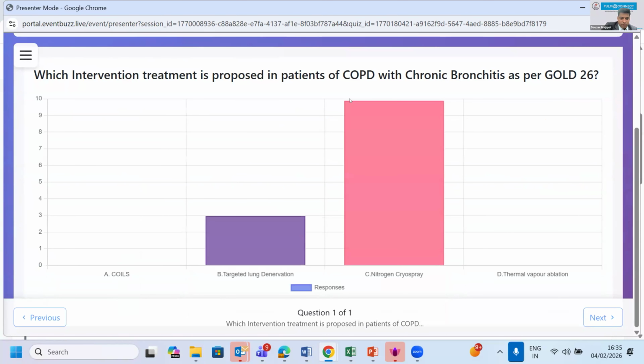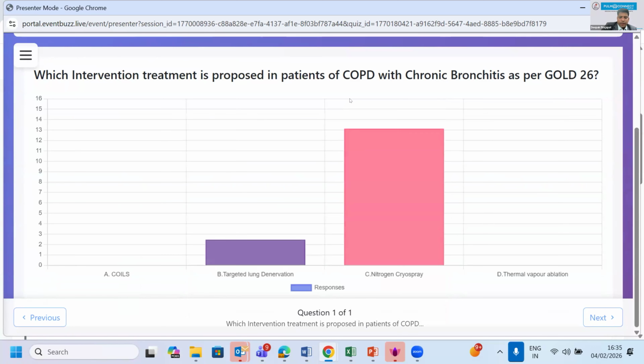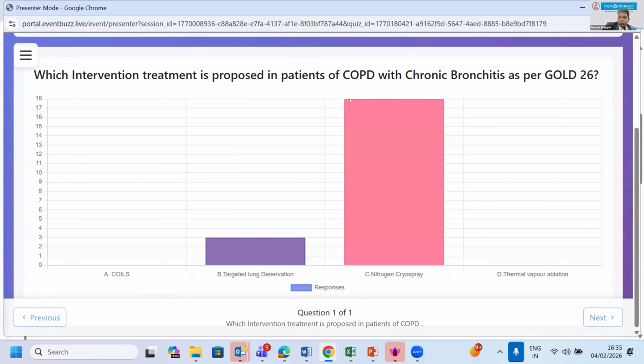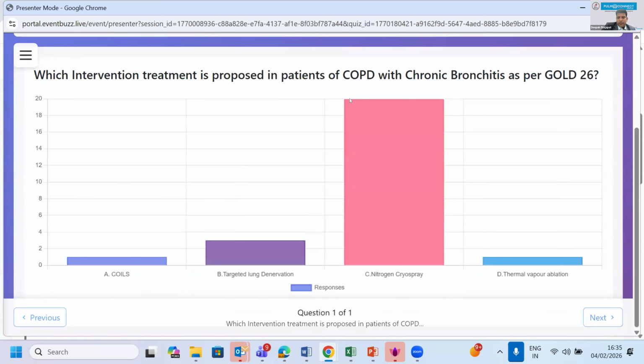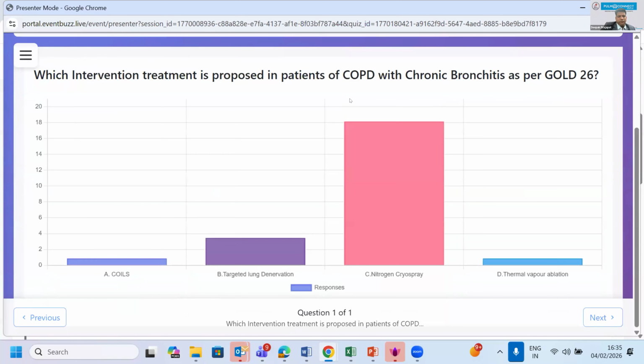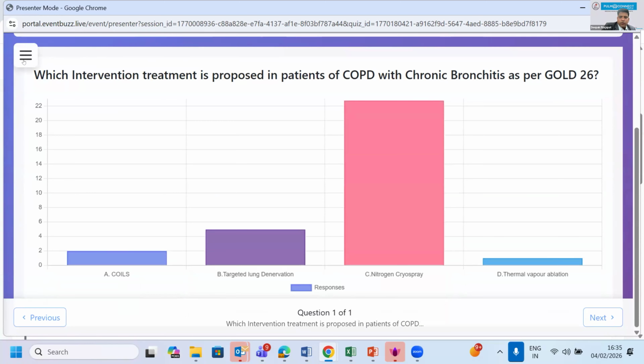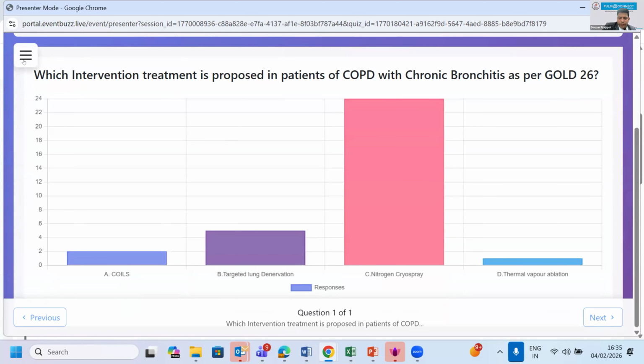And the options are: the first option is use of coils. The second option is targeted lung denervation. The third option is nitrogen cryospray. And the fourth option is thermal vapor ablation. So in the intervention treatment for chronic bronchitis phenotype in COPD, what is the appropriate treatment?